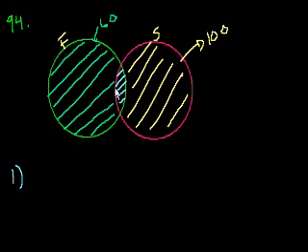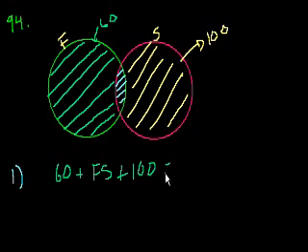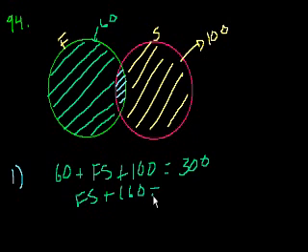So if you think about it, what we want to do is the whole universe. So the whole universe is going to be equal to the people who study, so this 60 people, right? Plus, we'll call that the intersection, or we could call that French and Spanish, right? Plus this blue area, plus this tan area, right? That's the whole universe. And that is equal to 300. So people who study French and Spanish plus 160 is equal to 300.